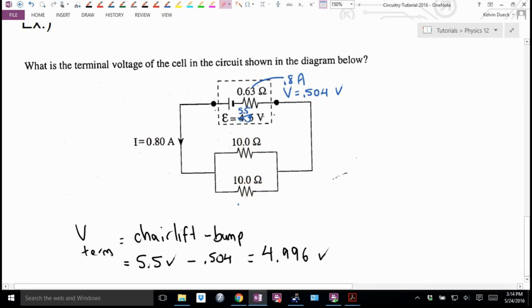This is the problem with making these up. The numbers often don't work. But that's how I would handle this. Okay? Yes, technically I did go V terminal equals EMF minus I times little r, but you'll notice, because I did it by skiing, I said you gain 5.5, you lose 0.504. Done. Done.